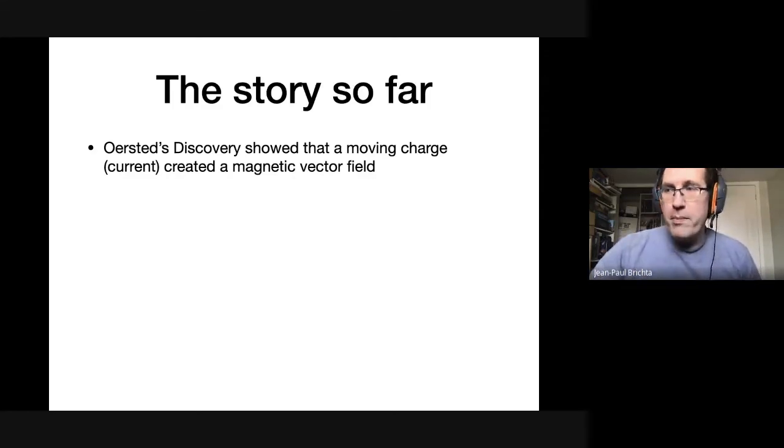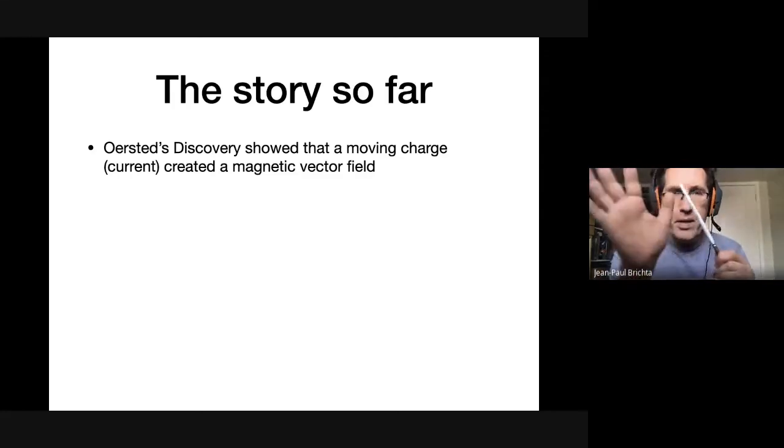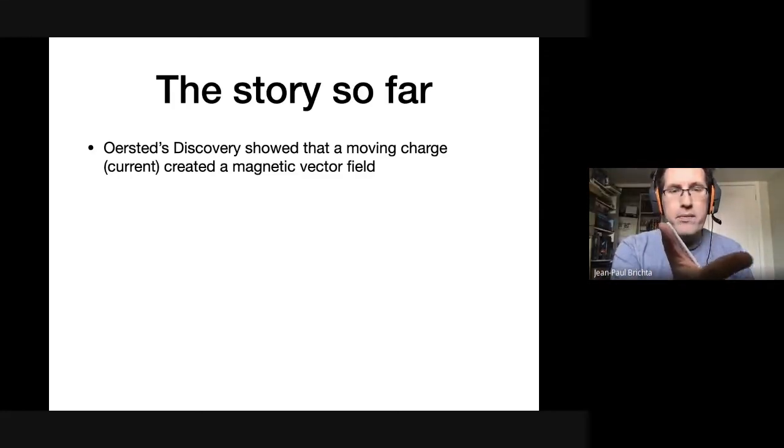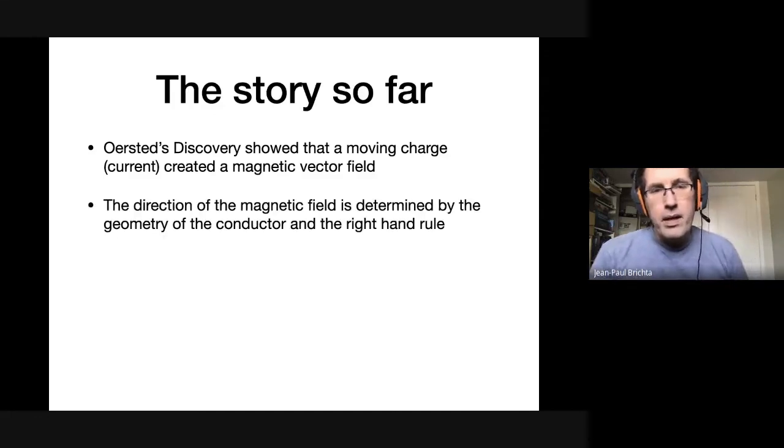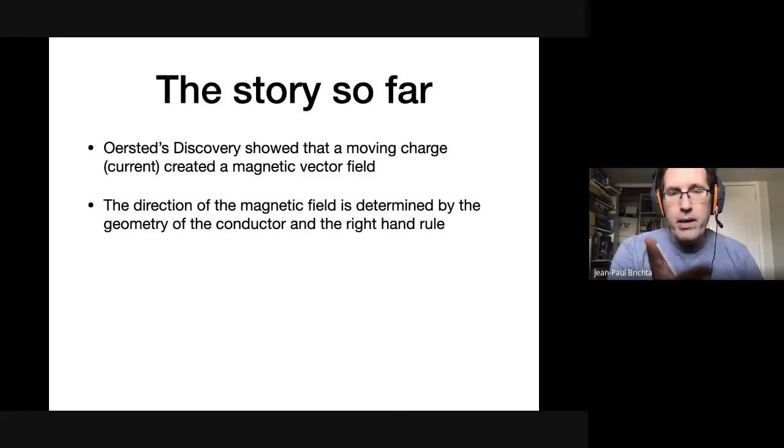Right? So if you remember, if this was our current, if this was our wire, the magnetic field was given by the right-hand rule, where you take your right thumb in the direction of the current and you curl your fingers, and that gives you the magnetic field. So that's one type of geometry, the wire, right-hand rule.